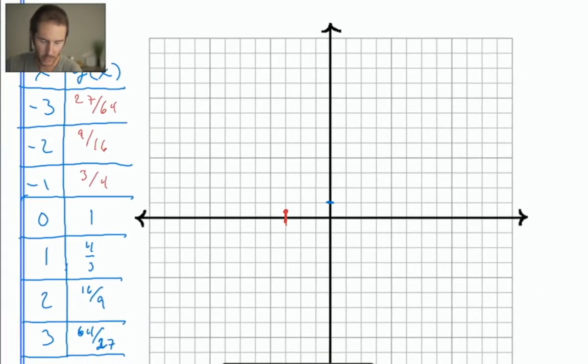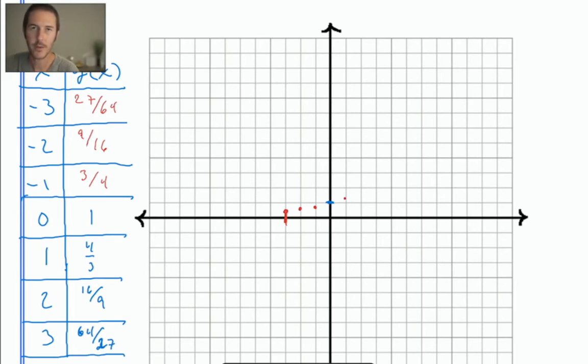And at -2, I'm at 9/16, which is a little bit more than 8/16, which is 1/2. So at -2, we're a little above a half. And at -1, we're at 3/4, so we're getting close to 1 there. Oh, and there we are. When x is equal to 0, we've got a y value of 1, so we're crossing the y-axis. At 1, we go to 4/3. At 2, we're at 16/9.